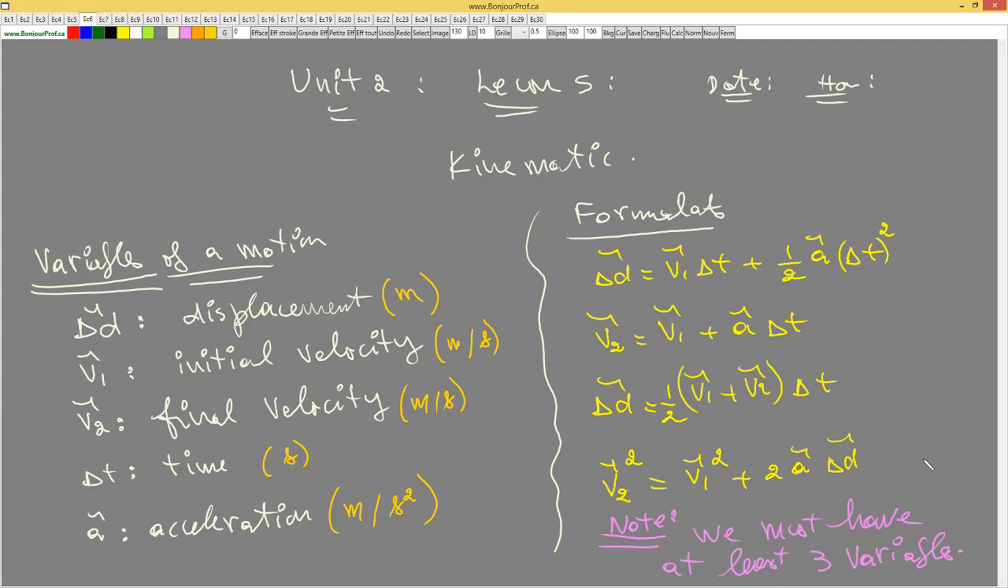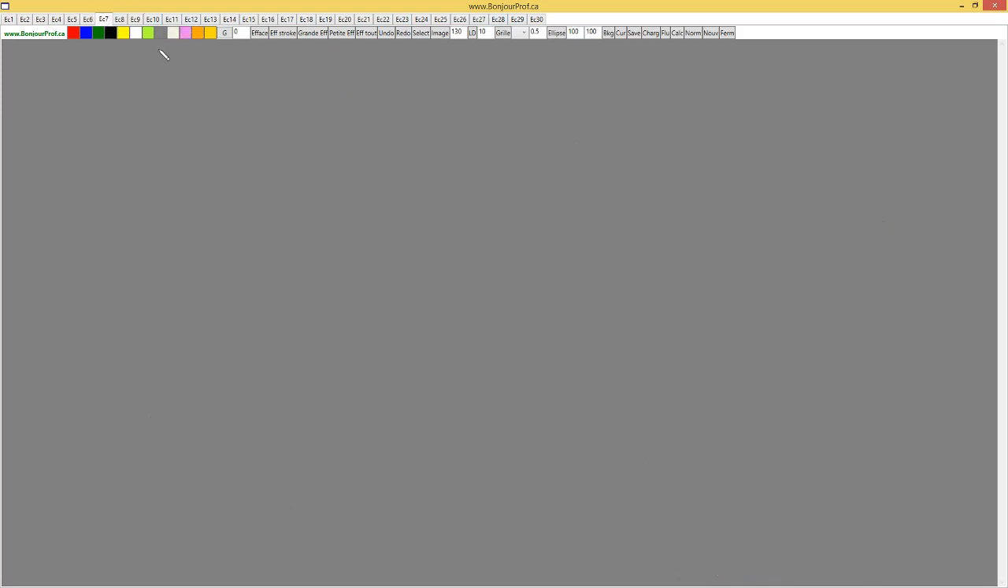At least three variables so that you can find the other ones. Are you okay now? So now we're going to do the exercise. Here is what they are saying: a boy in a wagon starts from a rest position and then goes down a straight ramp, gaining speed with uniform acceleration as he travels. In 6 seconds, he is traveling at 4.2 meters per second. What is his velocity? So I'm going to draw an example.